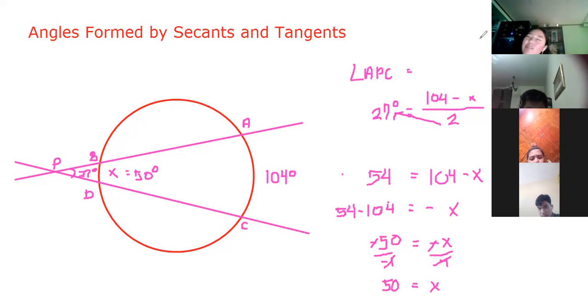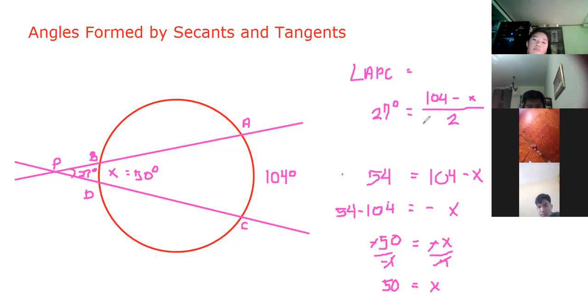Wait lang po. Saan po nakuha yung 54? Saan nanggaling 54? Oo nga, no? 27 ito, diba? Sir, sa 27 times 2. Ay, oo, 27 times 2. Medyo lutang din ako ngayon. Yung 54, that is 27 times 2 kasi dinivide natin by 2. Dito yon.